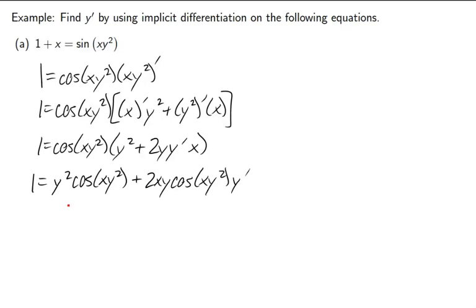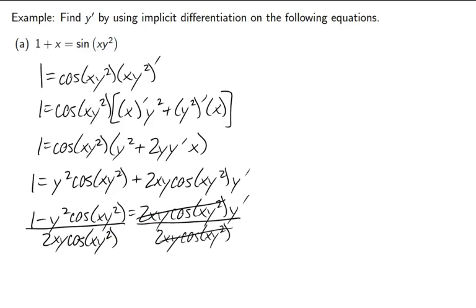Let's solve for y prime. I'll subtract this term from both sides and I get 1 minus y squared cosine xy squared equals 2xy cosine xy squared y prime. Now divide everything by the 2xy cosine xy squared. And then finally I can write my answer. y prime equals 1 minus y squared cosine of xy squared over 2xy cosine of xy squared.